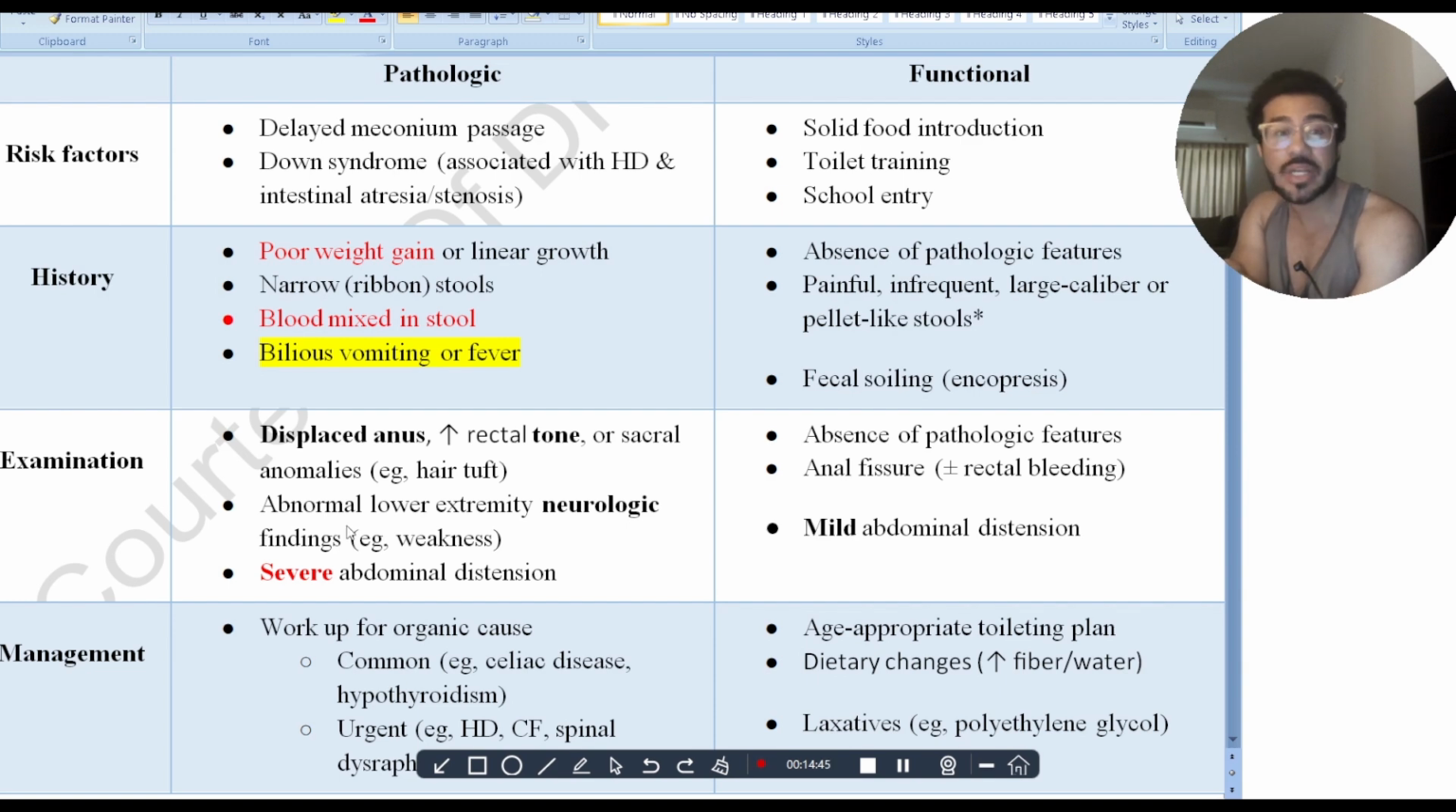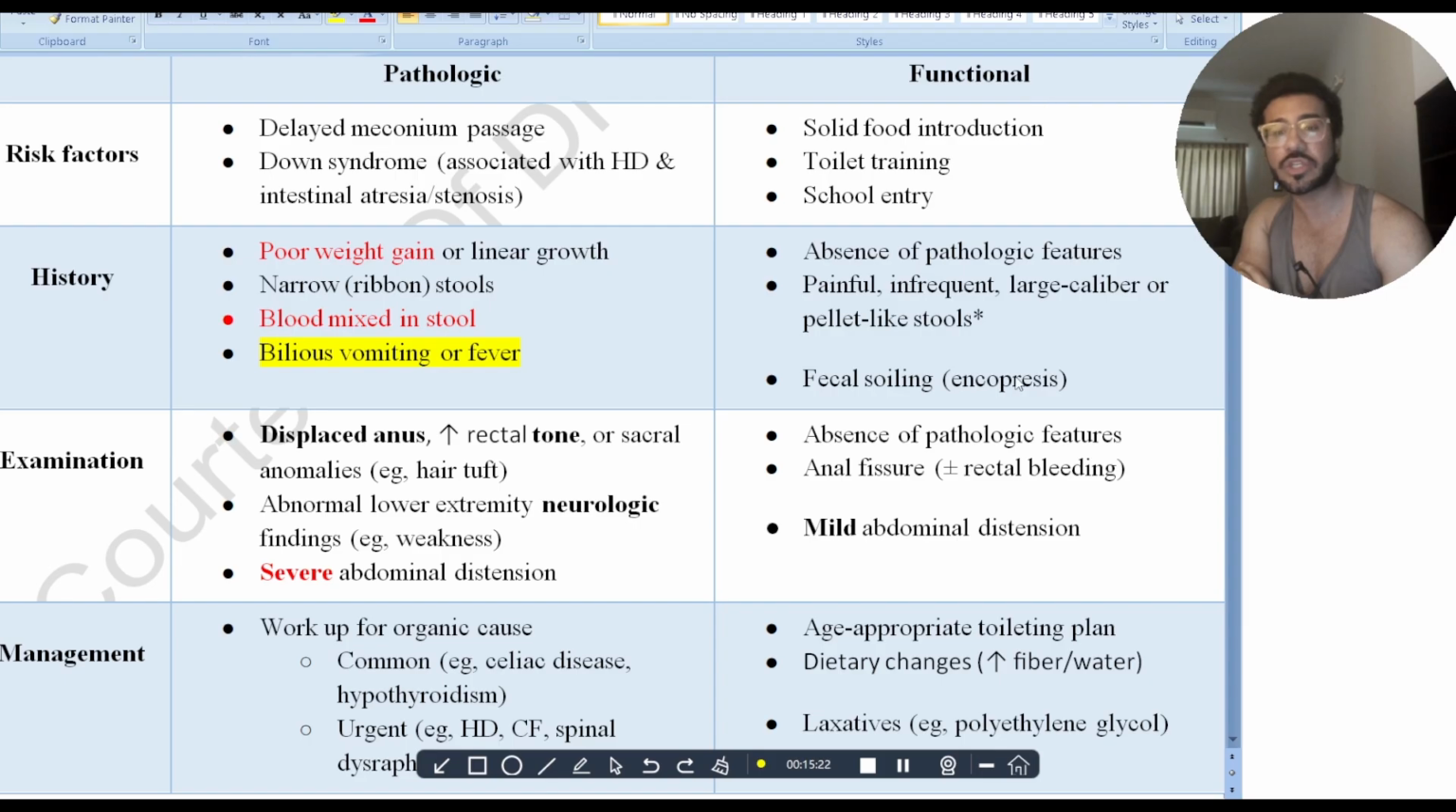So all these symptoms: a displaced anus indicates spina bifida, rectal tone indicates Hirschsprung disease, and sacral anomalies indicate spinal dysraphism or spina bifida. That can also cause improper neurological innervation of the GI tract. Abnormal lower extremity weakness, if observed, can also be included, and severe abdominal distension can also indicate pathological constipation. So this is how the examination shows.